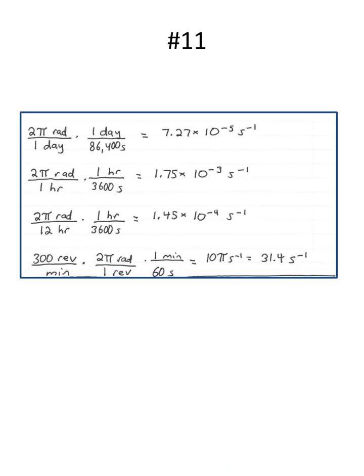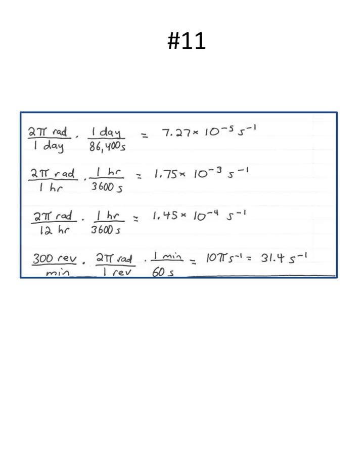We start with number 11. Determine the angular speed in radians per second of Earth about its axis, the minute hand of a clock, the hour hand of a clock, and an egg beater turning at 300 RPM. All right, we'll start with A, Earth about its axis. So we want to get this in radians per second.